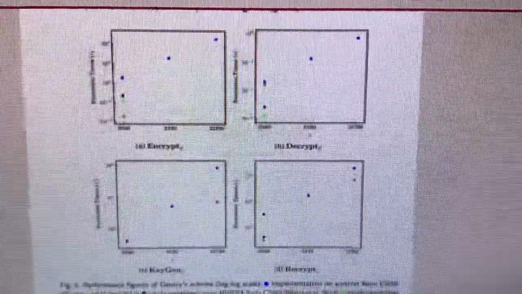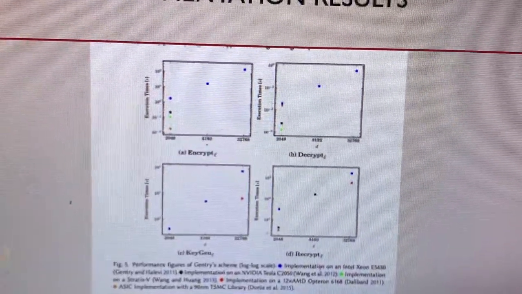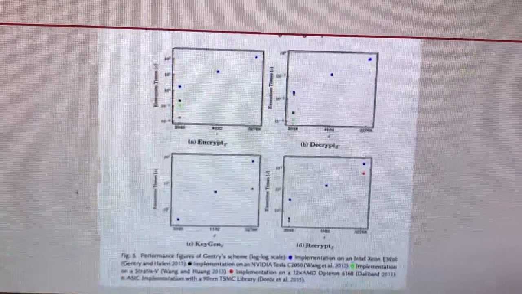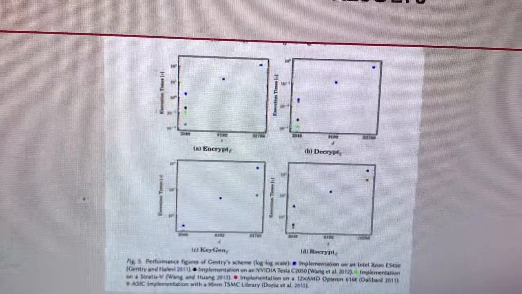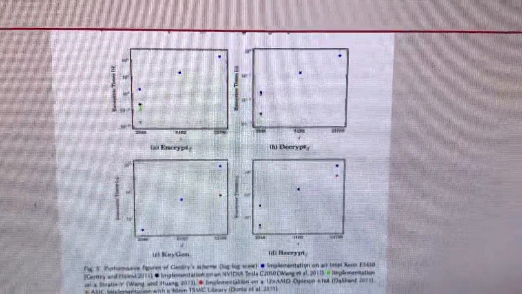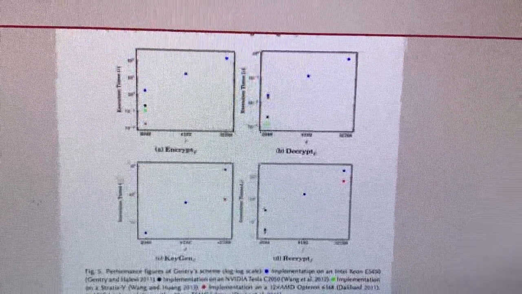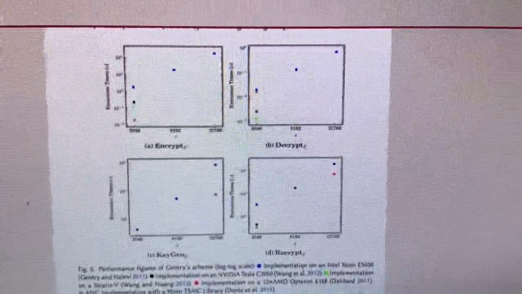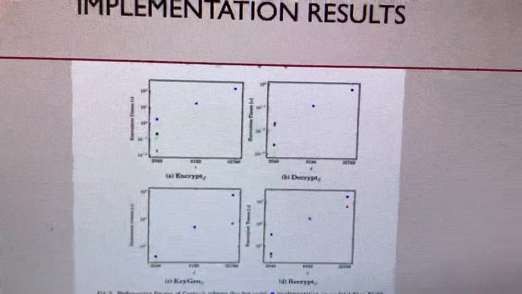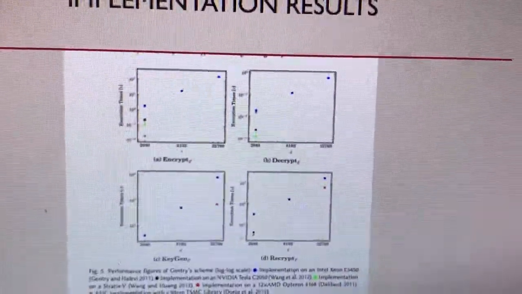The implementation results are summarized in this figure right here. These systems are represented by different colored dots. So we have the Intel Xeon E5450 quad-core processor. That is represented by the blue, and that is the main implementation we are looking at. As you can see, the D on the bottom axis refers to the dimensions of the lattice in question. And as the dimensions increase, obviously the implementation time increases.